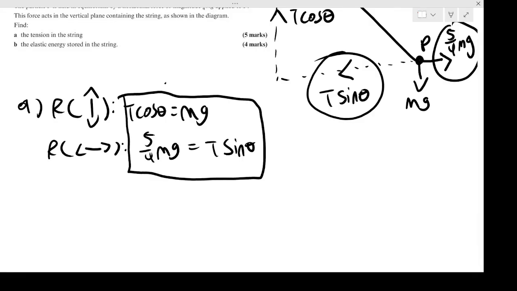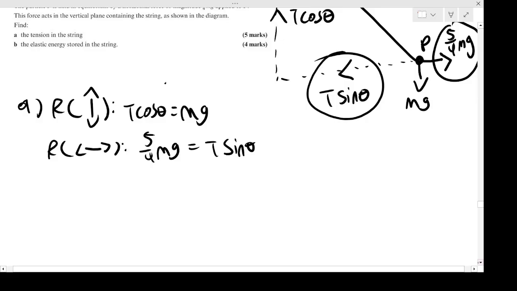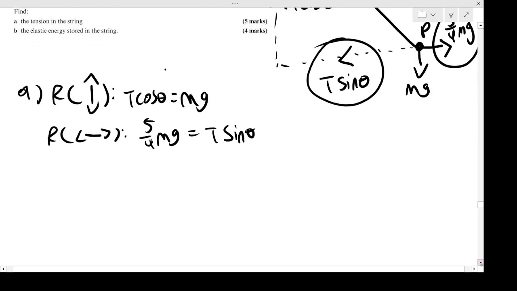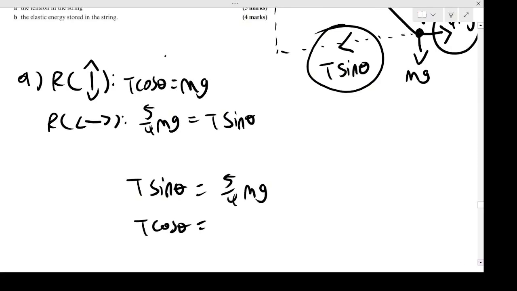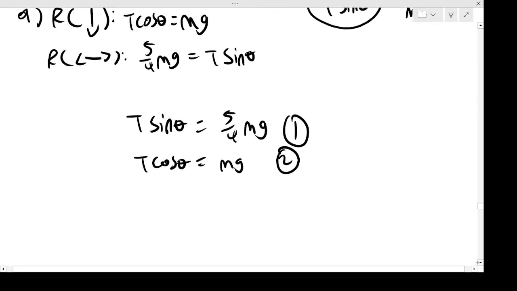So actually, if you stare at these two equations, they're simultaneous, aren't they, really, in terms of T and theta? M and g are just constants. They're not variables we want to find, necessarily. We want to find T and theta, the tension and the angle theta. So if I write this out even more clearly, we have T sine theta is 5/4 mg, and also T cos theta is mg. Equations 1 and 2.